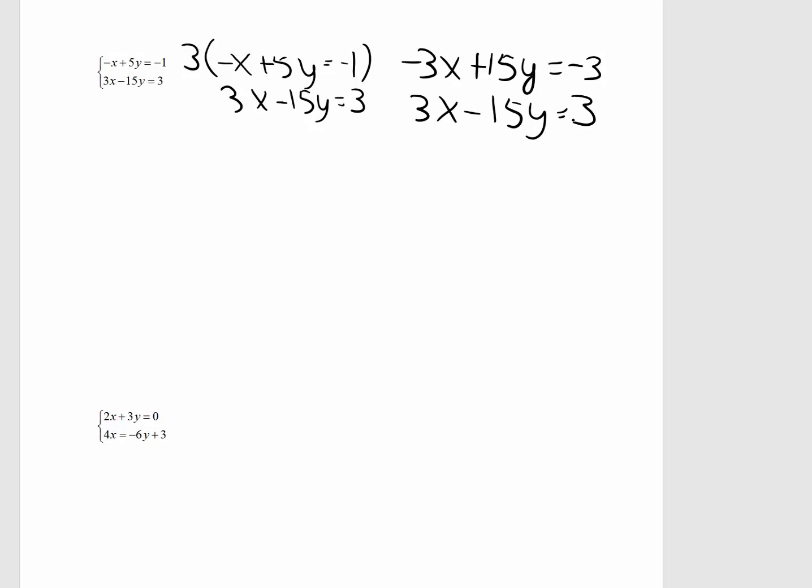So notice what happens here. Negative 3x plus 3x is 0. 15y plus a negative 15y is 0. So I've got 0 on the left, and negative 3 plus 3 is 0 on the other side. So what does that mean? This means I have infinitely many solutions.